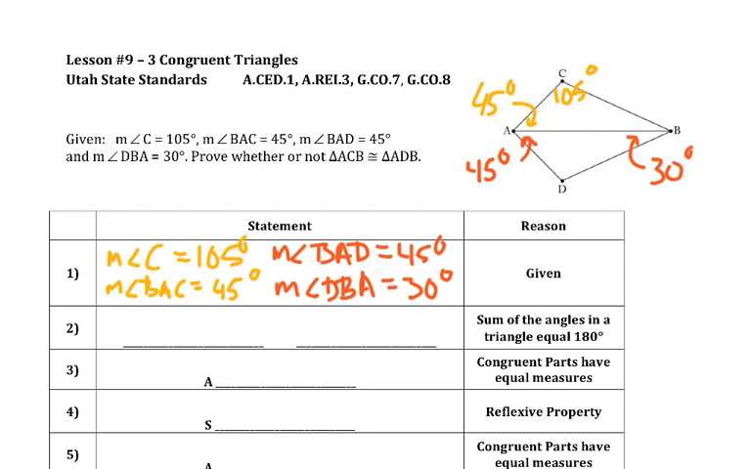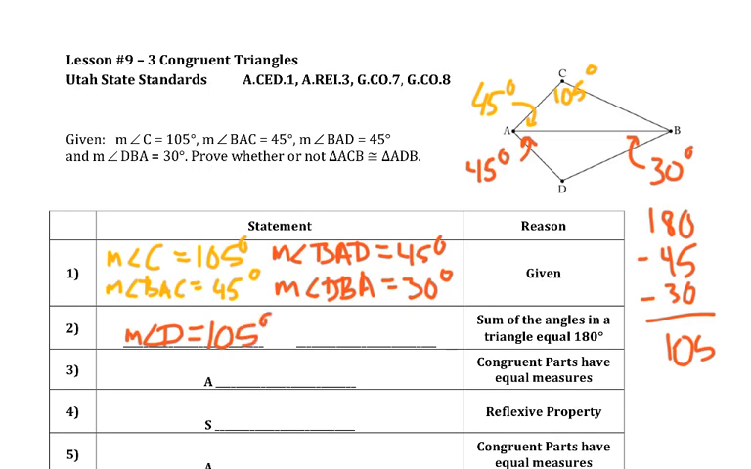All right. So step 2 in our proof. Looking for a reason, it says the sum of the angles in a triangle equal 180 degrees. Well, in both of these triangles, we know 2 of the 3 angles. And if their sum is 180 degrees, we can just take 180 and subtract the 2 other angles in the triangle. So minus 45 minus 30. Okay, so this would be, carrying that 5, that would be 105. So we know that the measurement of angle D is 105 degrees.